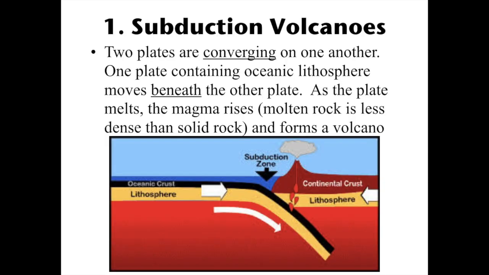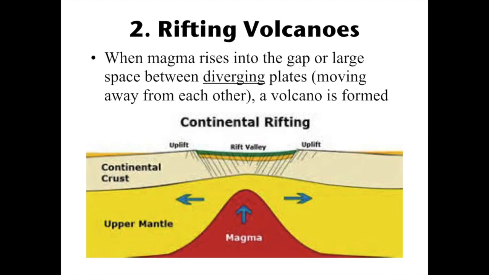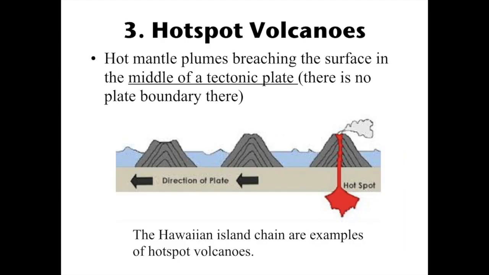So here's the subduction. Here's the rifting. So this is when the magma comes between your two divergent boundaries. And the last one would be the hot spot. So the hot spot stays still. This is not going to be at a plate boundary. This is actually going to be in the middle of a plate. A great example of this would be Hawaii.